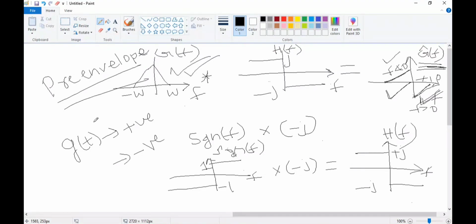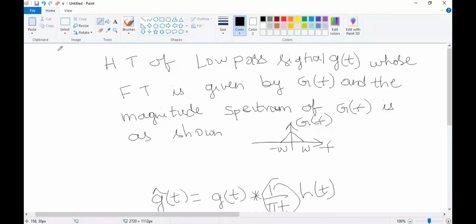I've already explained why the Hilbert transform is required. As I mentioned, if you want to have the low pass signal only with the positive frequencies or only with the negative frequencies, I'll be using this Hilbert transform. So I can represent that signal by using the Hilbert transform. That is the main application of the Hilbert transform. I'll take a new page.